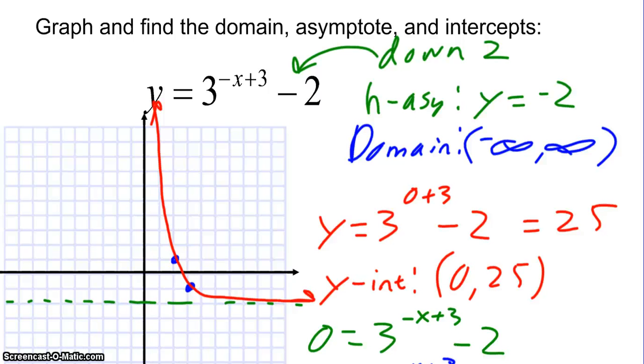The domain is going to be all real numbers, because that's the domain for every exponential function, and that does not change here. There's nothing that I cannot plug in for x. Domain is all real numbers. So finding the x-intercept and the y-intercept. So to find the y-intercept, I plugged in 0 for x, and I got the point 0, 25. So again, that's going to be off of my graph. It's going to be somewhere up above the graph.